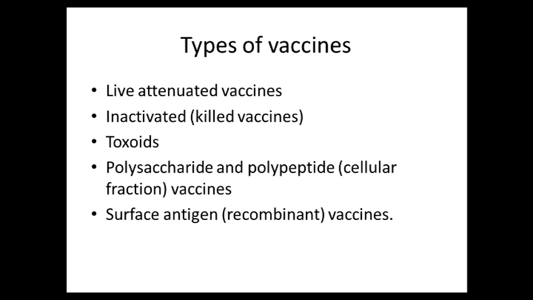And the last variety is surface antigen or recombinant vaccines, wherein we just take the antigen from the organism, not the whole organism or a part of the organism, just the antigen, and then we make it into a recombinant variety in order to produce a vaccine. We are going to look at different types of vaccines and examples of each of them in the next slide. So let's move on.